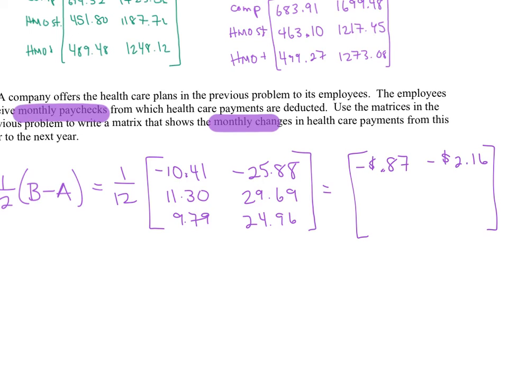However, for the HMO standard and the HMO plus, that will actually increase by 94 cents for an individual and $2.47 for a family. And for the HMO plus, it'll increase by 82 cents, how much they're taking out in your paycheck, and $2.08 for the family.